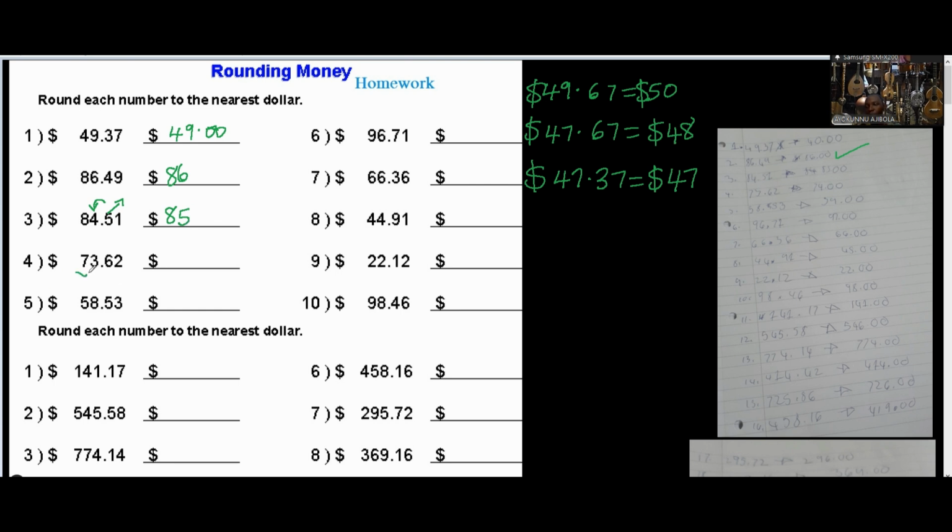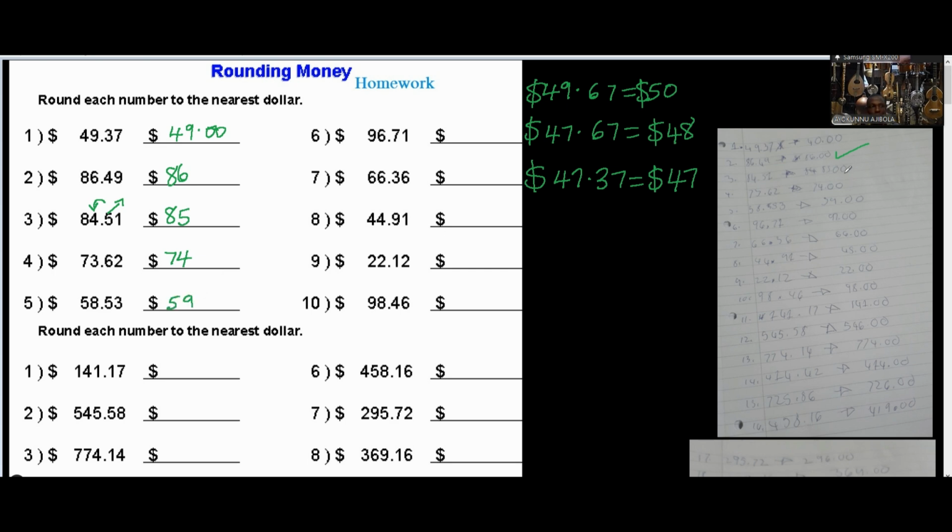Look at this 73 because this is 6. So it's going to affect the 3 to become 4. So that's going to be $74. Look at this 58. This 58 is going to change to 59 because the number here is 5. If it is anything 4 and below that is here, it will not affect it. So this is going to be 59.